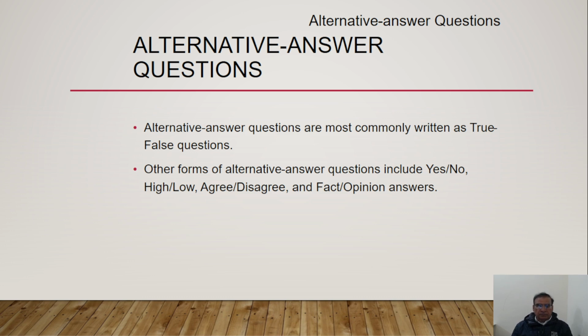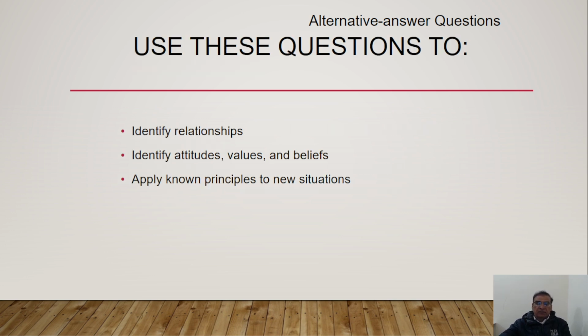Alternate answer questions. Alternate answers include true, false, yes, no, high, low, agree, disagree, fact, opinion. These questions are used to identify relations, assess attitudes, values, and beliefs, and apply known principles to new situations. We can explain this with an example. True or false: photosynthesis occurs only in green plants. Is it a true statement or a false statement?